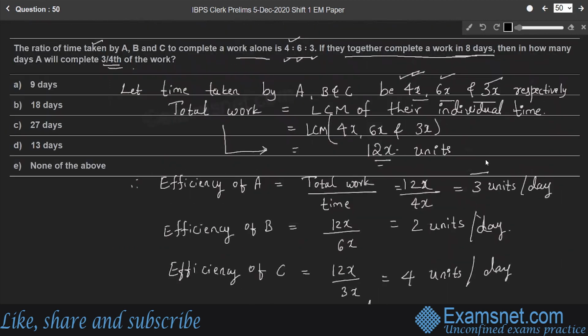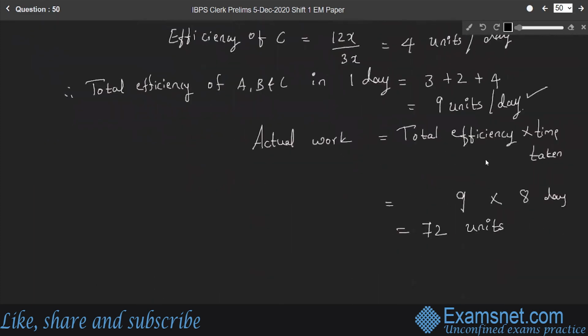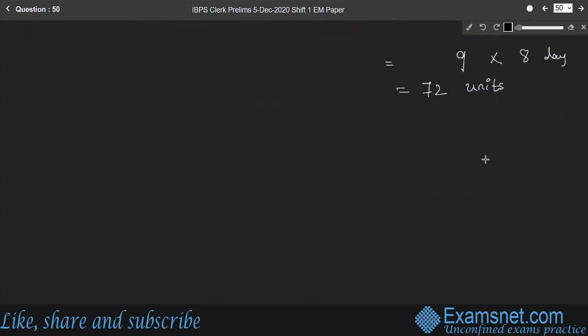So come back to the question. In how many days A will complete 3/4 of the work? What is 3/4 of the work? Therefore, 3/4 of actual work is 3 by 4 into 72. So 4 into 18 is 72. So 18 into 3, 54 units. 3/4 of actual work is 54 units.